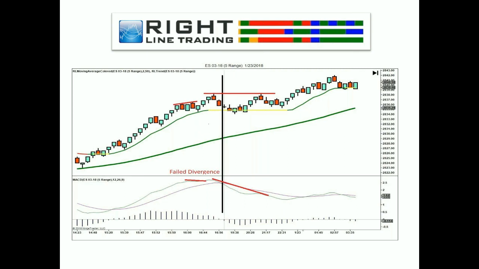And here's why. There are two ways that you can assess it. First of all, let's talk about MACD divergence. Now, MACD divergence is exceedingly unreliable.